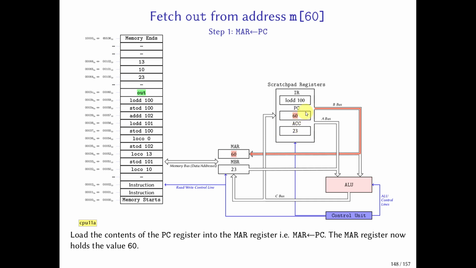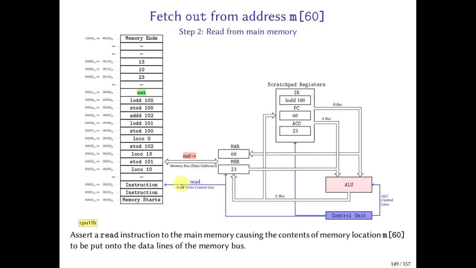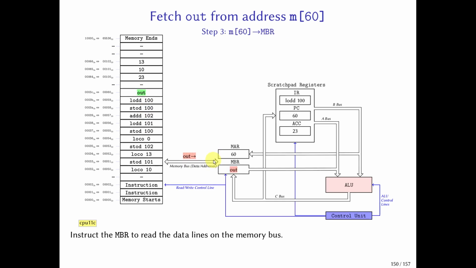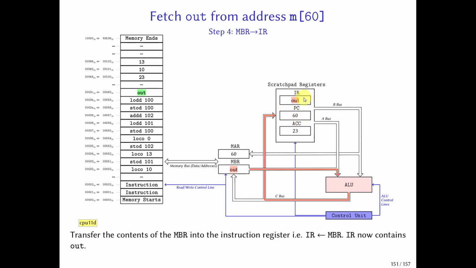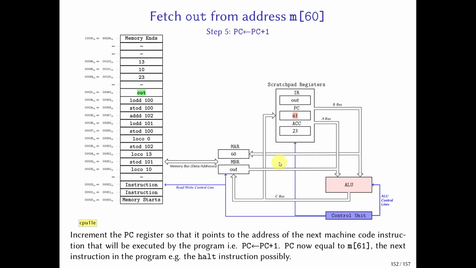So PC value 60 gets copied to the memory address register. The control unit tells the main memory, read. The circuitry of the main memory goes to the cell 60 that's specified in the memory address register. It gets the contents of that cell and copies it to the CPU. The CPU then reads the data bus, the memory bus, and copies the machine code instruction from the data bus into the MBR, and then finally it takes it into the instruction register. Now step number 5 here shows the PC register being incremented to the memory address 61.